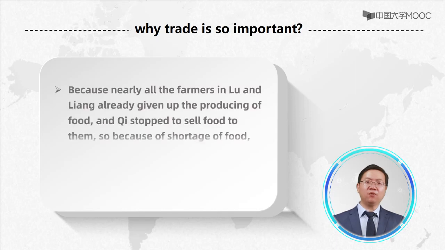How can Lu and Liang get food? They imported food from Qi. Unfortunately, several years later, the king of Qi told his citizens to stop wearing clothes made from silk. At the same time, Qi stopped importing silk from, and exporting food to, Lu and Liang. So what happened? Because nearly all the farmers in Lu and Liang had already given up producing food, and Qi stopped selling food to them, because of a shortage of food, Lu and Liang were defeated by Qi. This is a story that happened in ancient times.